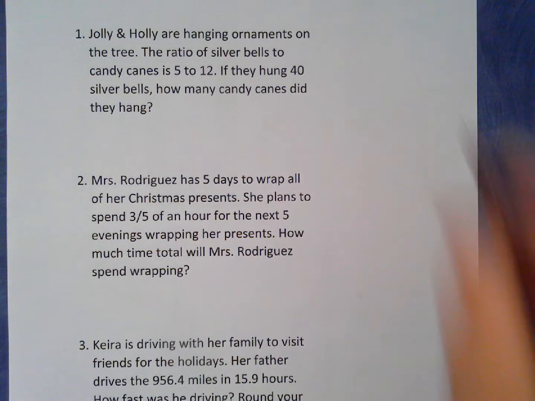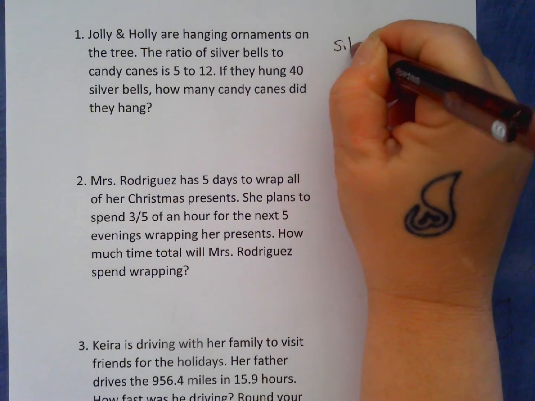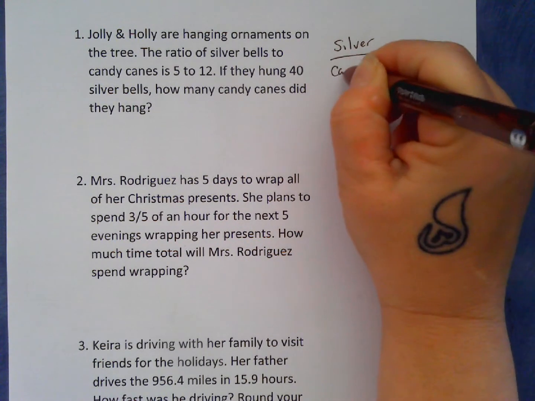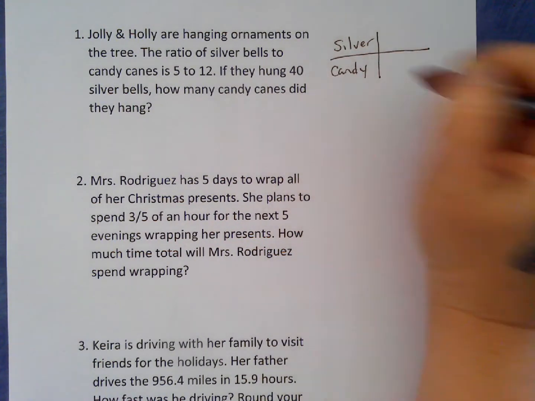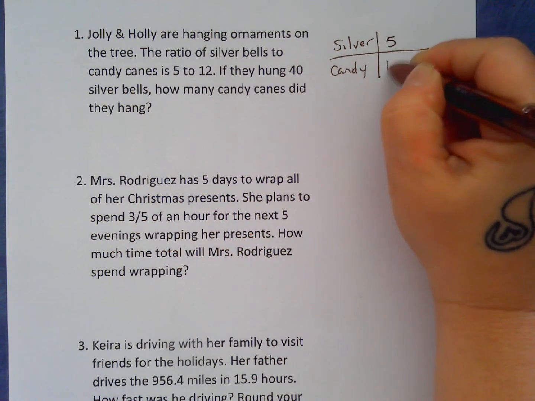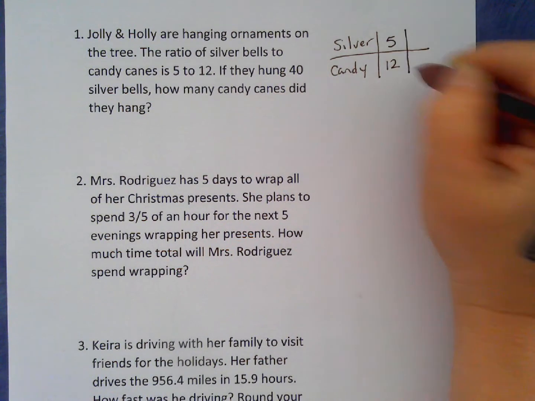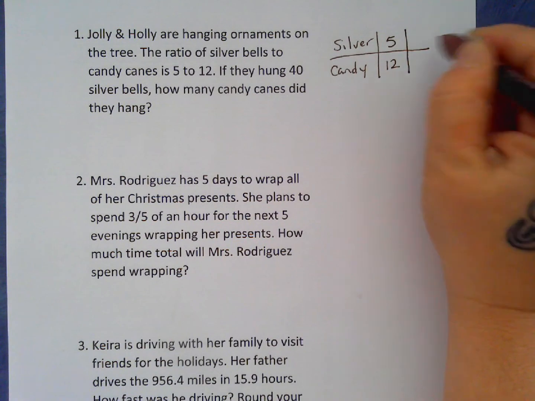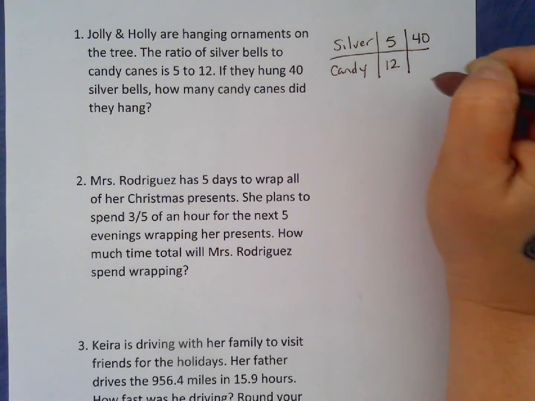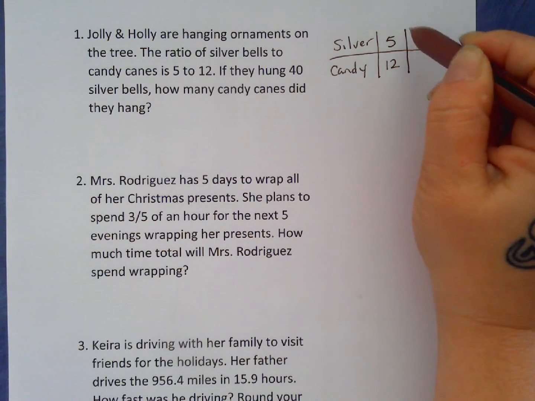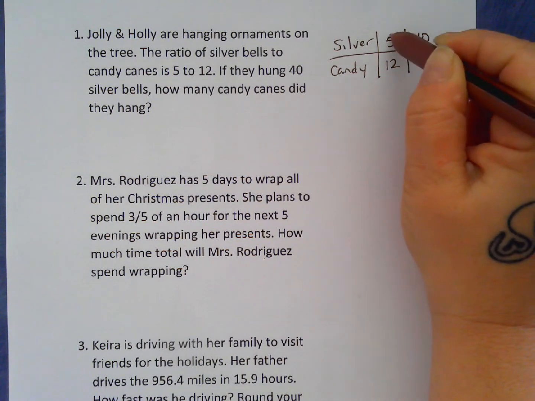Okay, so we've got silver to candy canes. And the starting ratio was 5 to 12. And then they gave us the first part of the second ratio. The first part was 40 silver bells. But we don't know this guy right here. We don't know how many candy canes we would have if we had 40 silver bells. So we have to figure out how we got from 5 to 40.